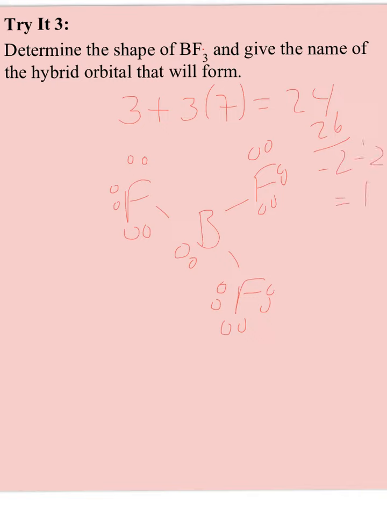But boron can't form a double bond. It's too small. So if boron can't form a double bond and I only have 24 electrons, boron's just going to have to be incomplete with just 3 bonds attached to it, 3 atoms attached to it. And because of that, these 3 fluorine atoms will spread out maximum distance, and this will be what we call trigonal planar. And because it only used 3 bonding sites, this is an sp2 hybrid orbital.